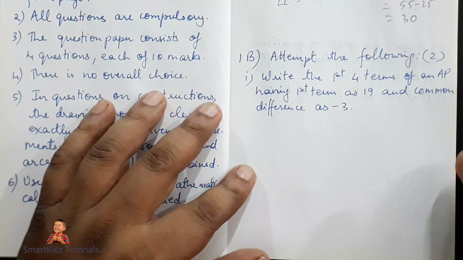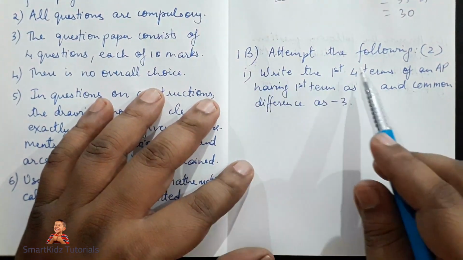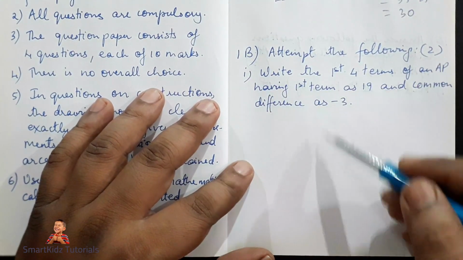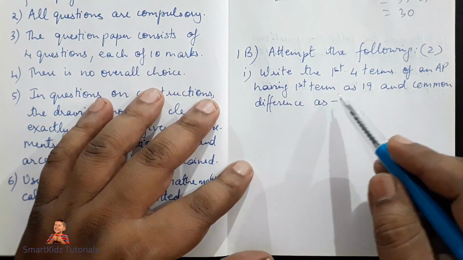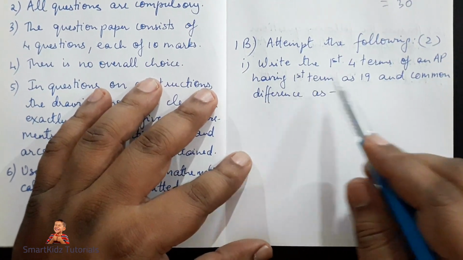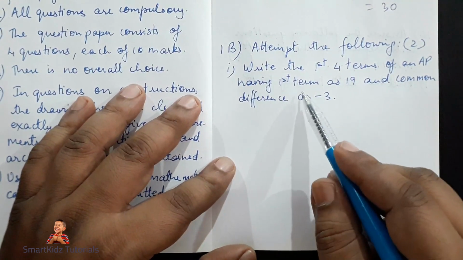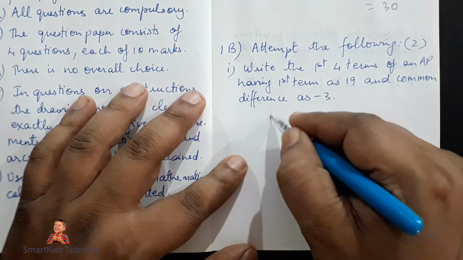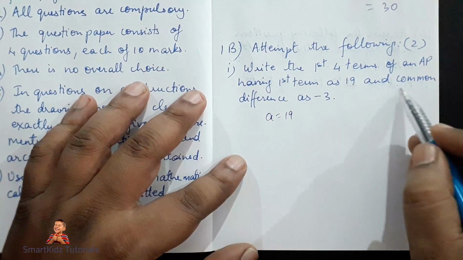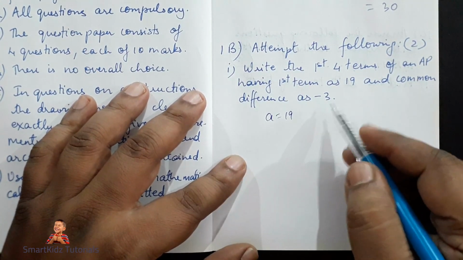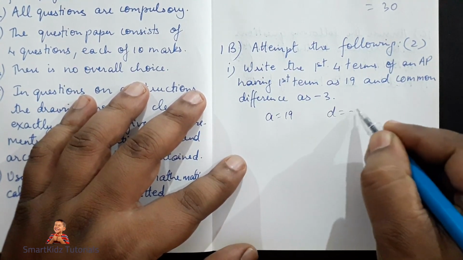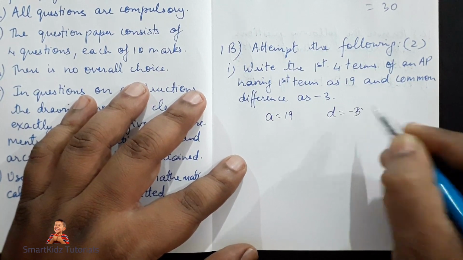Moving on to the next question, 1B, attempt the following. It is for 2 marks, so there are 2 questions under that. We will attempt the first question first. Write the first 4 terms of an arithmetic progression having first term as 19. So we'll take A equal to 19 and the common difference as minus 3. So D equal to minus 3.